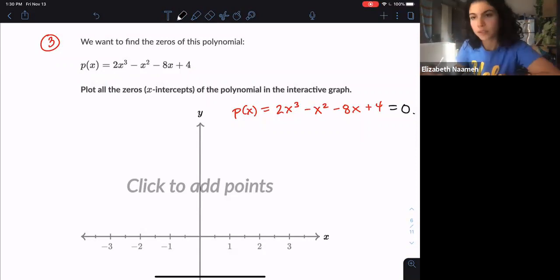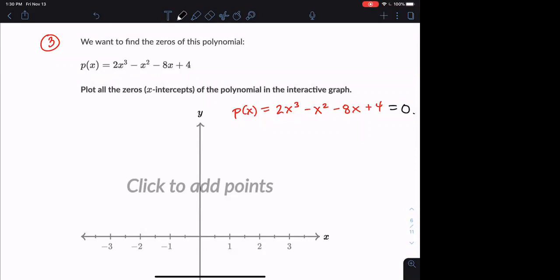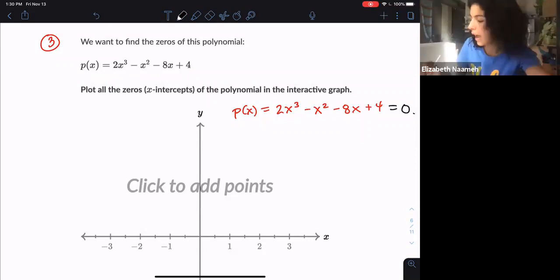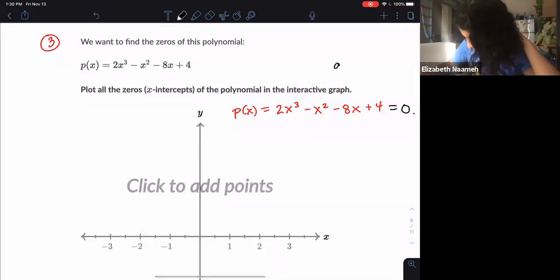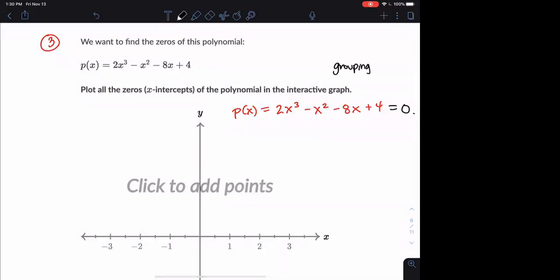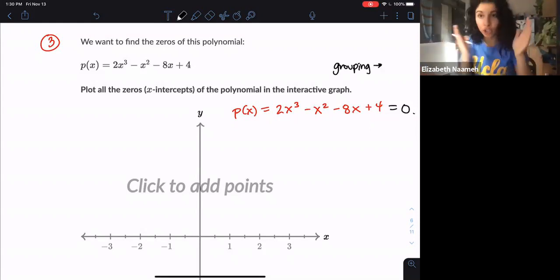What do you notice? Grouping. Say that again. Grouping. How did you know, Giselle? I don't know, miss. First of all, we should check, can we do greatest common factor? And I notice there's no x here, so I can't take that out. And there's no number here, so I can't take out a number. So GCF doesn't work.